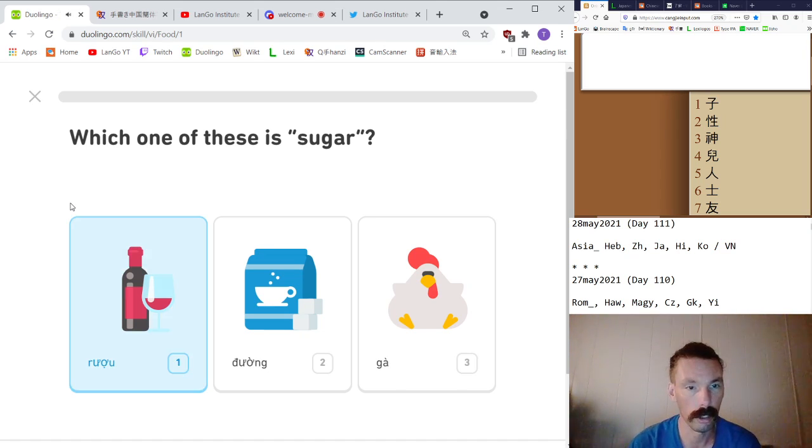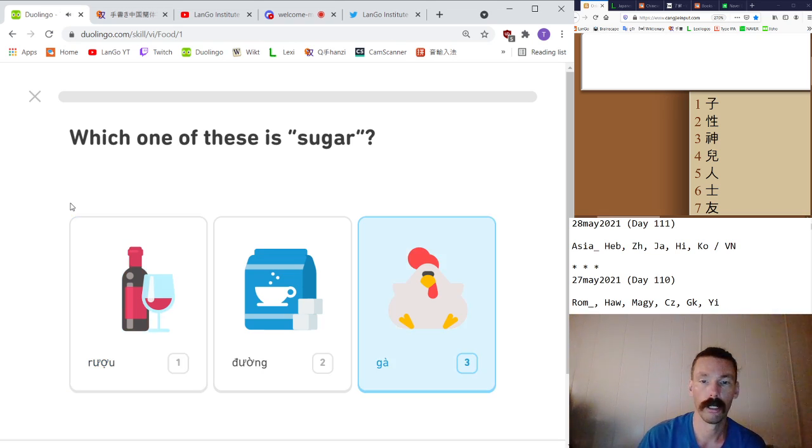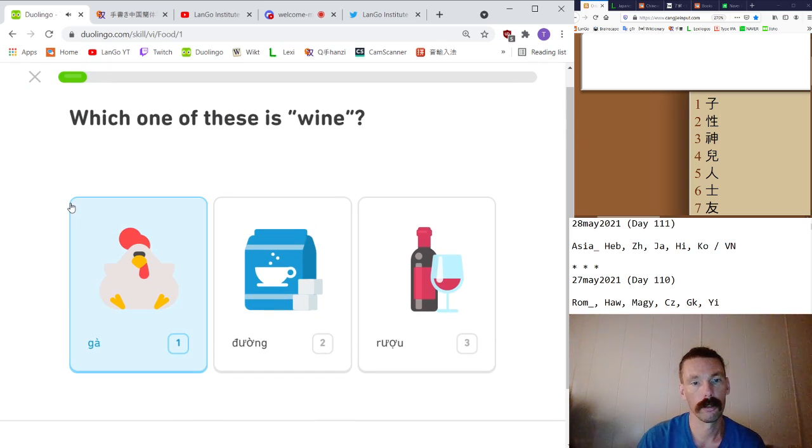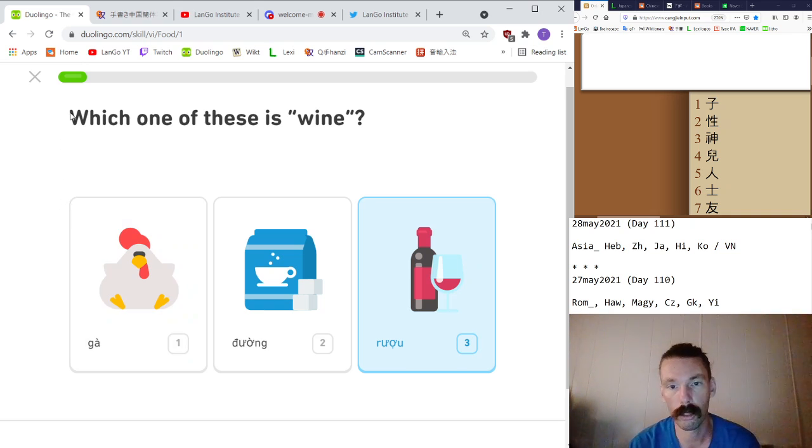Zo. Like l but crossed out. Zo. This is from Chinese, I think. Ga. Đường. And this could be Chinese too, for sugar. Gà. Ga. Đường. Rượu. Zo. Interesting. Rượu. I hear a glottal stop, and that's consistent with this subscript dot tone.